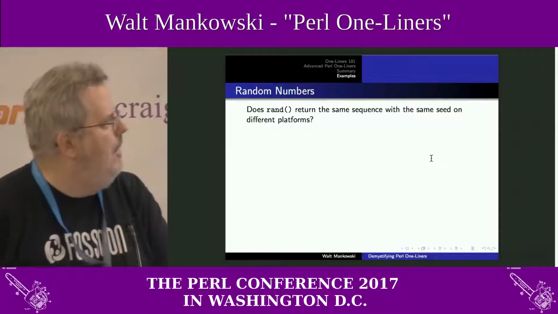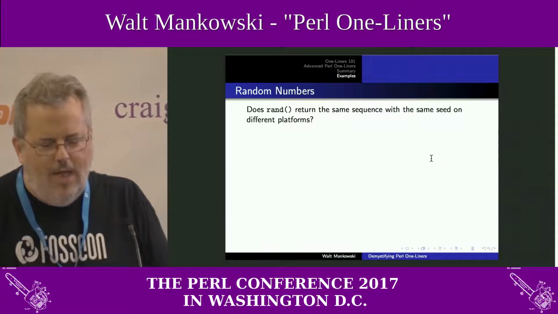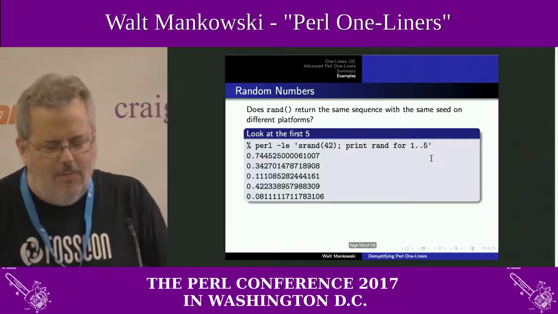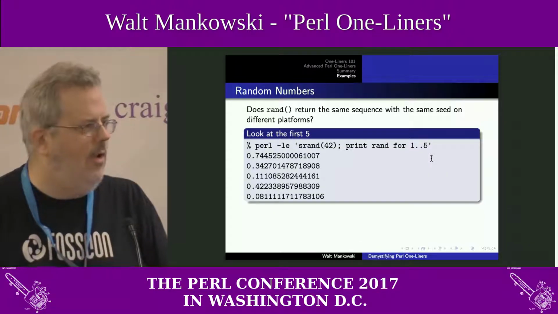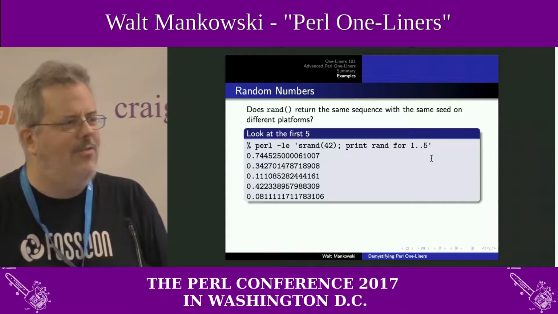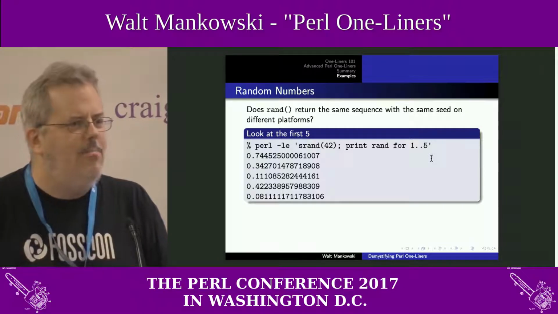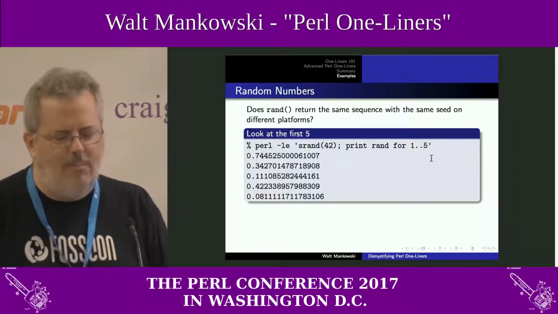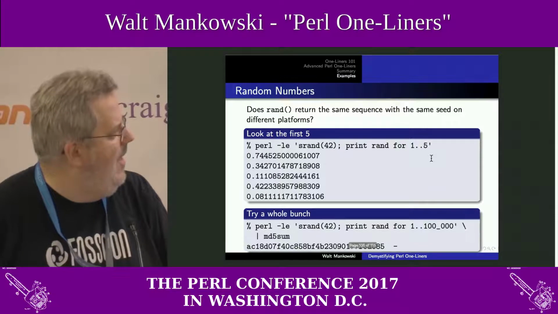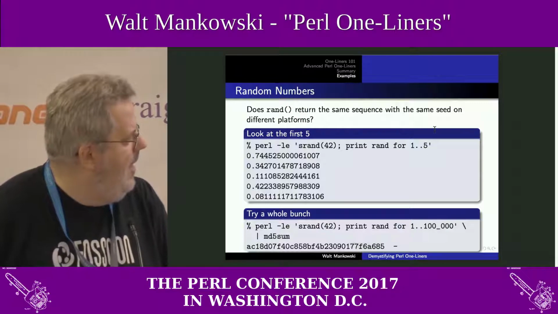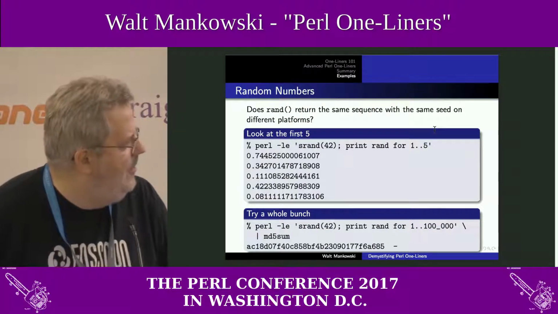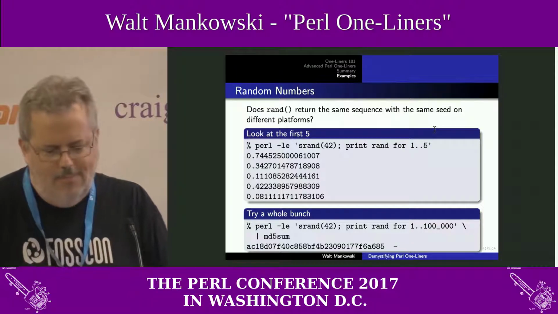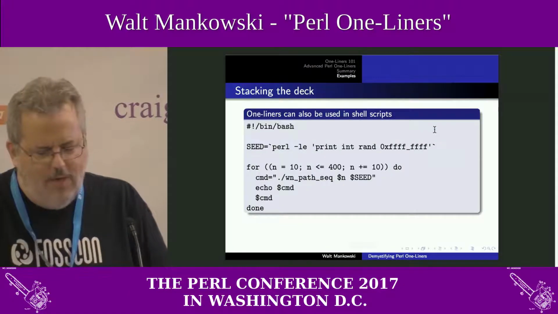Okay, this is something that came up where someone had just asked me, does rand produce the same sequence with the same seed on different platforms? I ran this on an Ubuntu box, on 16-bit, and on my Mac laptop, which I think was a PowerPC chip at the time, and maybe on OpenBSD, and I got the same results. And that was just 5 times. Here, I ran it 100,000 times and piped it into md5sum, and I got the same result on all of them. So, that's not super exciting.